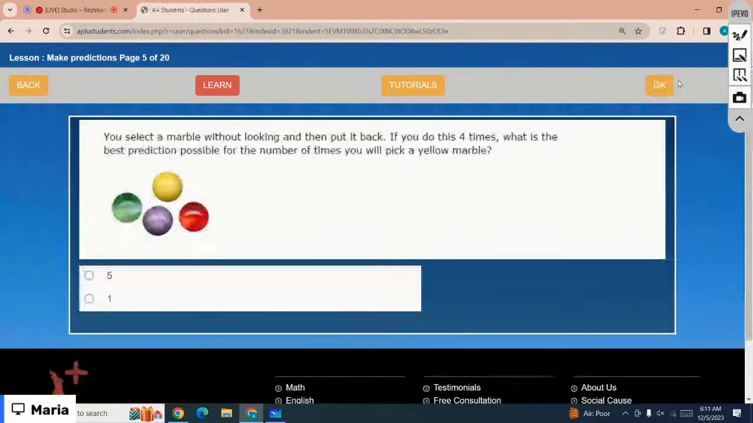Okay, the next one is, you select a marble without looking and put it back. You did this 4 times. What is the best prediction possible for the number of times you will pick a yellow marble? So which is the correct option? How many times do you pick the yellow marble?